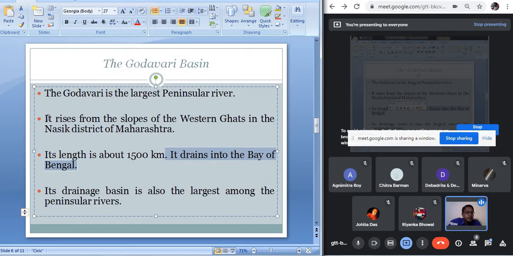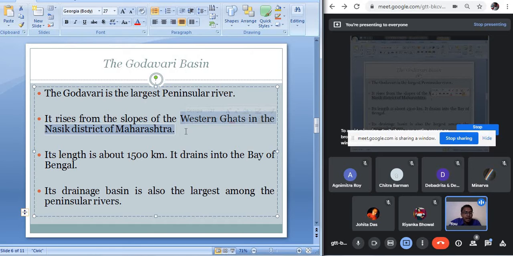From where does the river Godavari originate? The river Godavari has its origin in the Western Ghat. It rises from the slopes of the Western Ghat in the Nasik district of Maharashtra. So the river Godavari originates from the Nasik district of Maharashtra, and it drains its water in the Bay of Bengal.